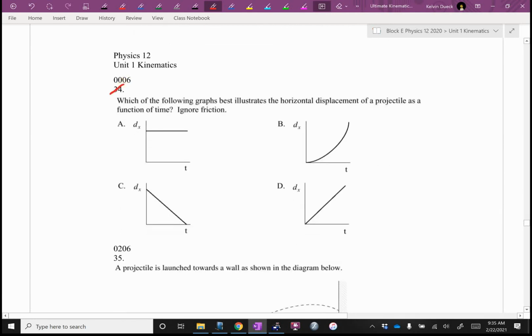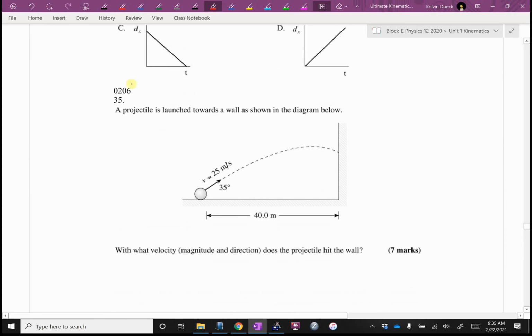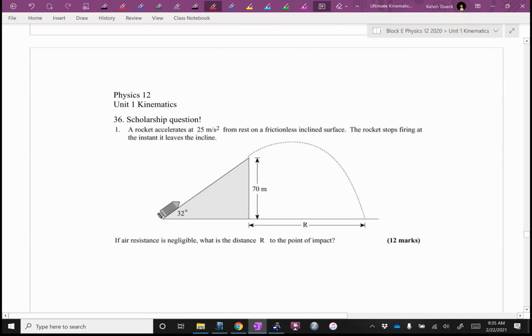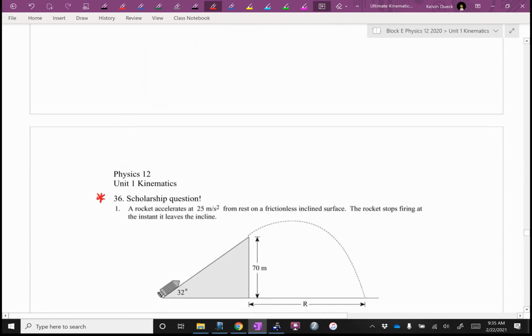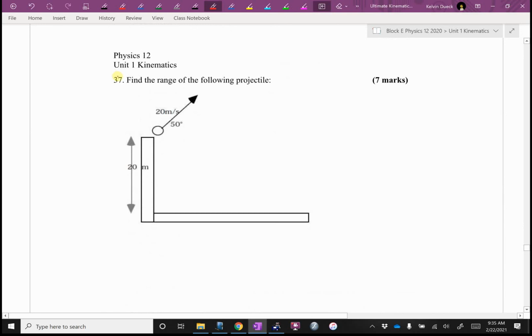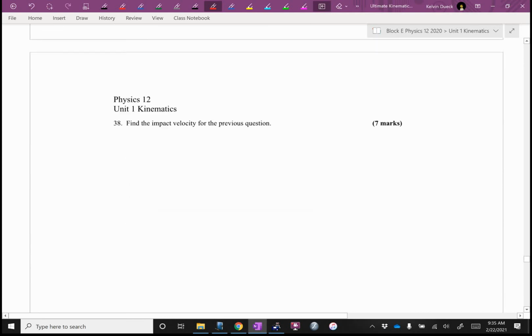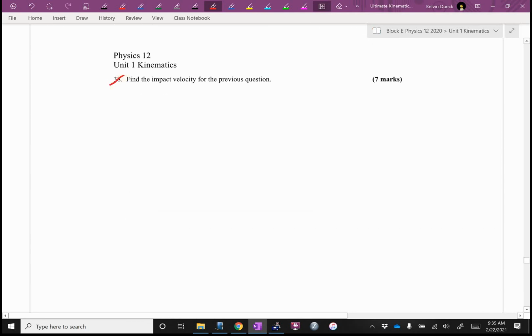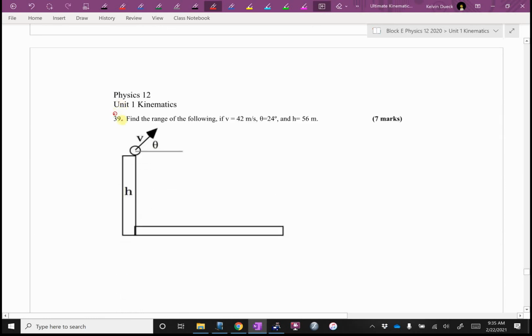You can cross out 34. You can cross out 35. 36, you can put a star next to. It's a scholarship question. I crossed out 35. 36, put a star next to. But then I stuck a bunch more cliff at an angle because I didn't think this document had enough practice. So 37 is good. But you can skip finding the impact velocity for 38. 39 is good.